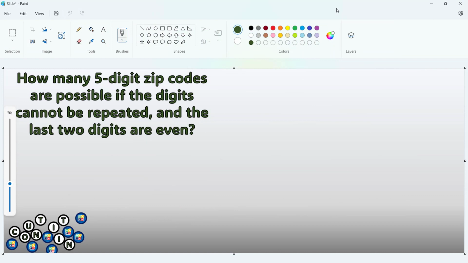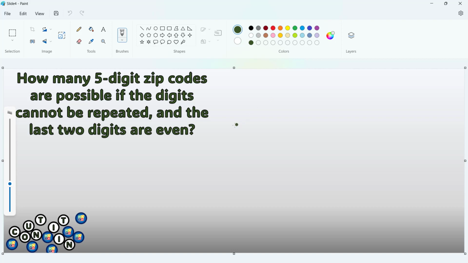How many 5-digit zip codes are possible if the digits cannot be repeated and the last 2 digits are even? For this type of situation, let's use the fundamental counting principle by looking into the possible ways we could have for each placement of the zip code. Now this is a 5-digit zip code, very different from the Philippine zip codes, which are actually 4-digit zip codes, but this is an example that might be useful in similar situations.